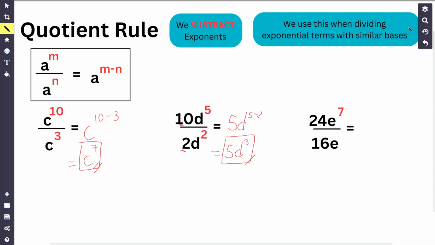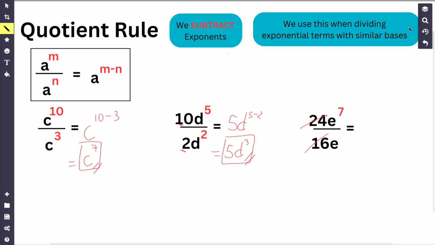Okay, next. Third example. So now what if we have this one? 24e raised to 7 divided by 16e. So this one, we cannot directly divide 24 and 16, right? Okay, so how do we deal with this thing? What we do is we cancel out common factors. And both 24 and 16, they are both divisible by what number? They're both divisible by 8.